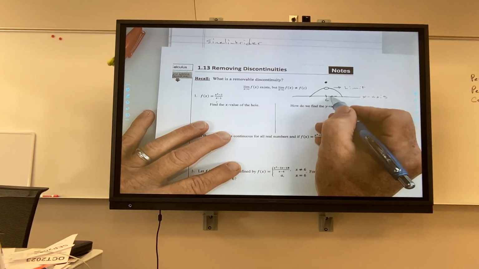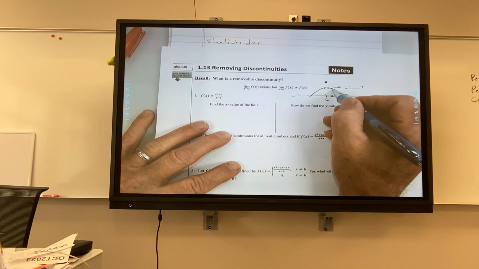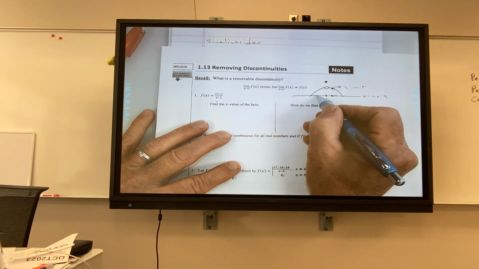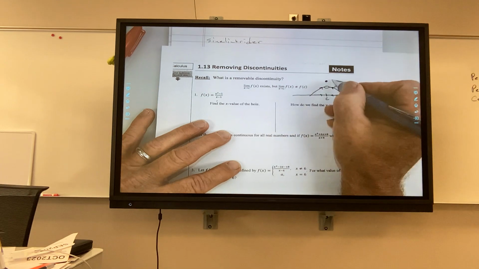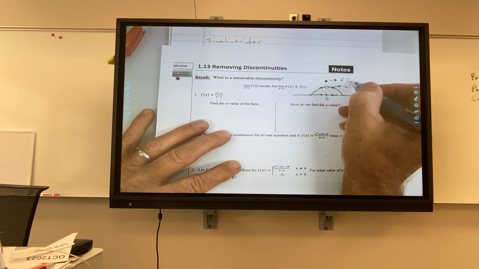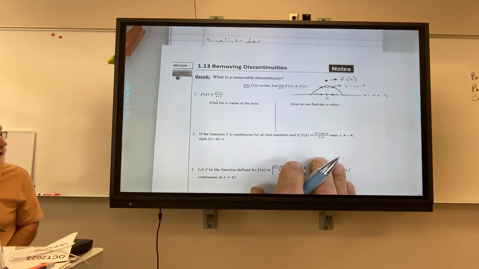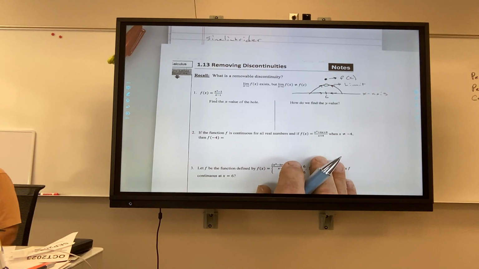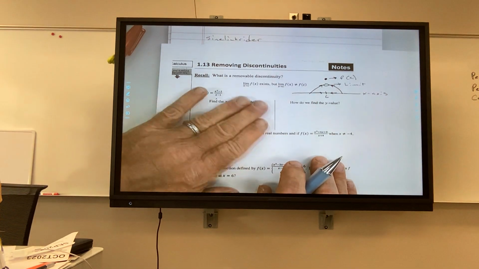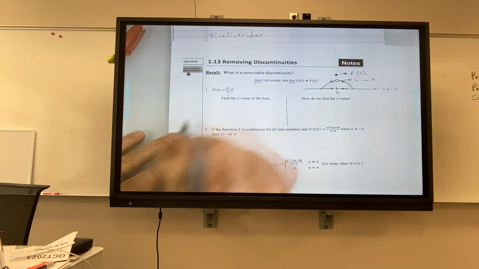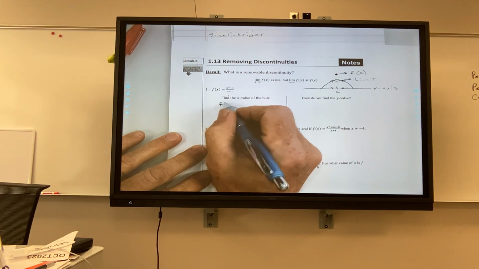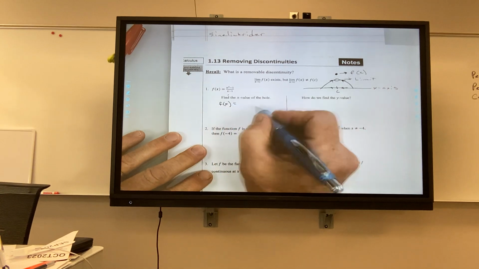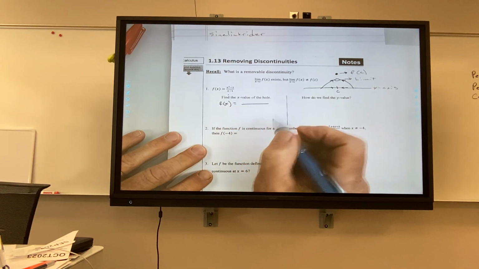Because as you approach c from the left, you're headed this way. As you're approaching c from the right, you're headed towards that way. And this value is f of c. So they're not the same value. And so what we do, pretty common, is we take f of x and we're going to factor it.